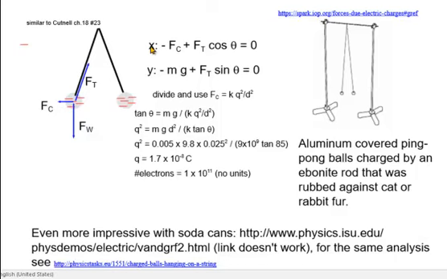For some reason, I should have written here first, sum of the forces equals mass times acceleration. Since nothing is moving, the acceleration is actually 0, hence you see a 0 here. And then I already split it up into its components.